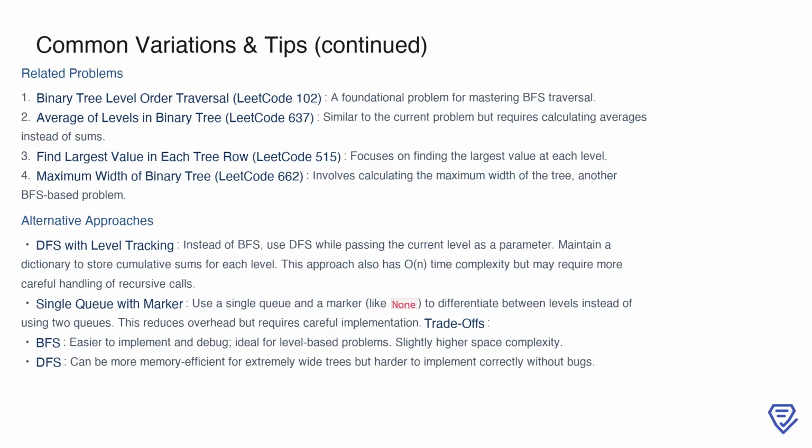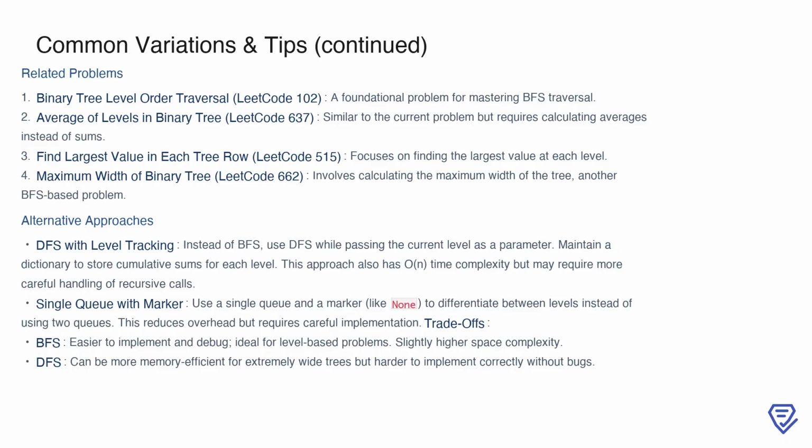Now, if you're looking for alternative approaches, you can solve this problem with DFS by passing the current level as a parameter and maintaining a dictionary to store cumulative sums for each level. This method achieves the same time complexity but requires careful handling of recursive calls. Another variation is using a single queue with a marker, such as None, to distinguish between levels instead of managing two separate queues. While this reduces overhead, it demands careful implementation.